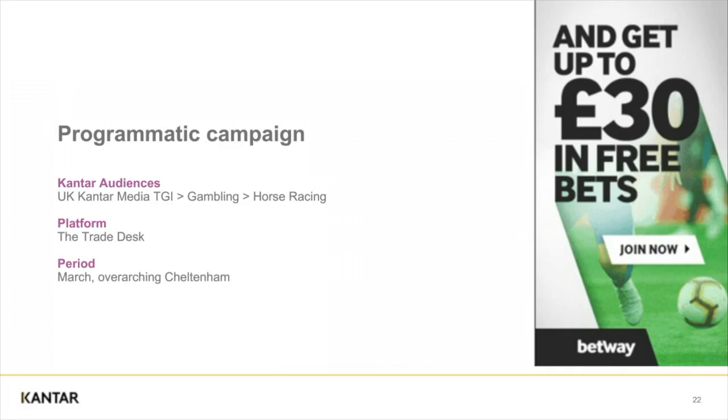So the target selected from TGI was the people who said that they gamble on horse racing, whether that was offline or online. And it was activated via the Trade Desk DSP, and it was run in March this year, overarching the Cheltenham event. It was interesting to hear the feedback from OMD, who said that offline was not necessarily the main factor at the beginning, but since they wanted to recruit new users, using different data assets made TGI a very good option. So the campaign couldn't reach its maximum potential customers by using online data alone.